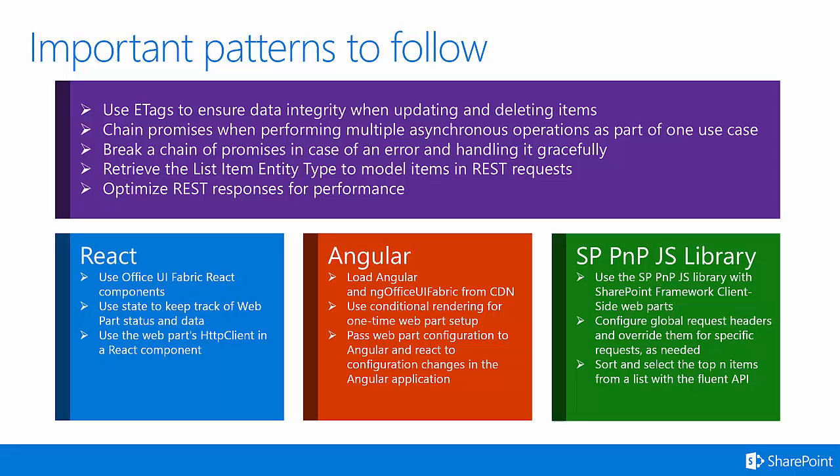If you're using the SharePoint PnP JavaScript library, use that library with the SharePoint Framework client-side web parts. Configure global request headers and override them for specific requests as needed. Sort and select the top N items from a list with the Fluent API. Collectively, if you follow these patterns, depending on which type of JavaScript framework you're working with, your SharePoint Framework solutions will work very well for you.